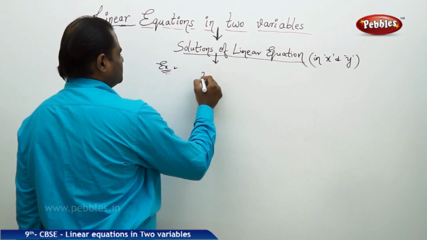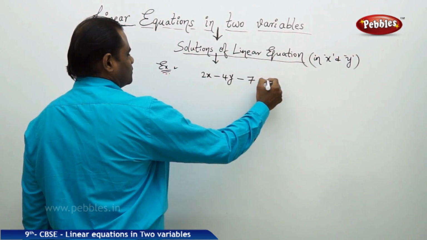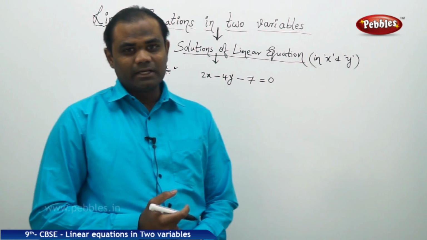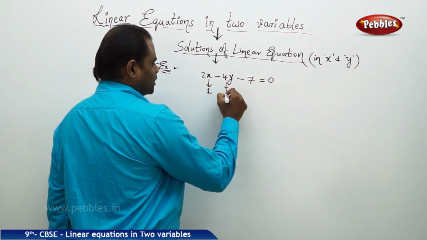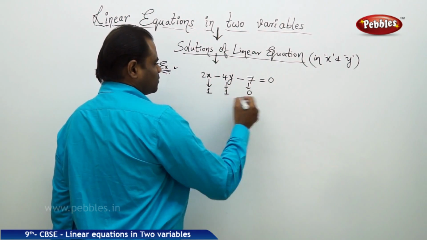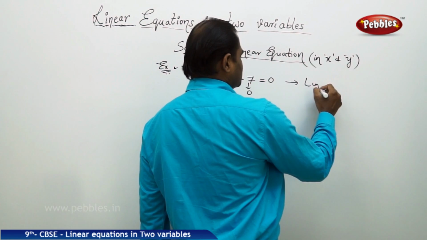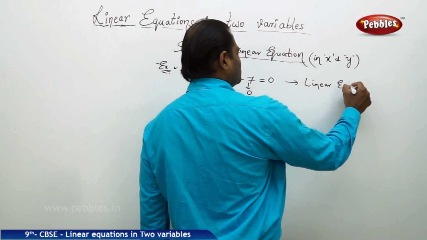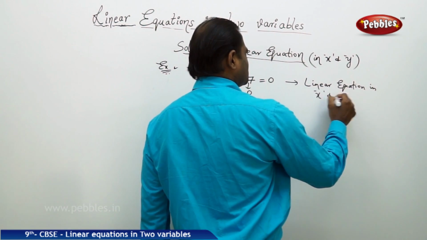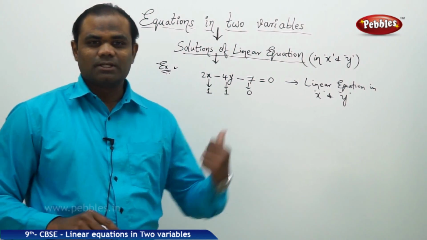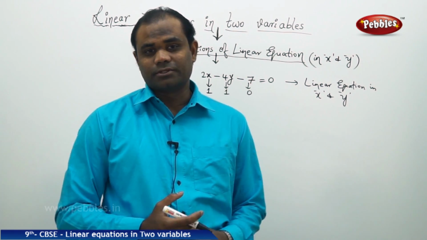For example, I have 2x minus 4y minus 7 equals 0. And this is clearly a linear equation in two variables because I have the variables with the first term's degree being 1 and the second term's degree being 1, and this being 0. Therefore, the highest degree is 1. And clearly with two variables x and y, this is an example of a linear equation in x and y. So let's see how we can find the solutions for this x and y.